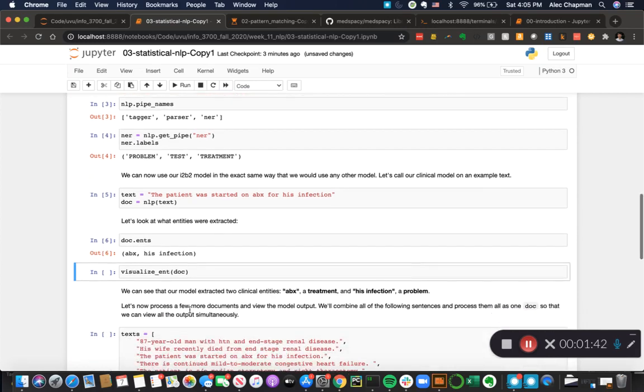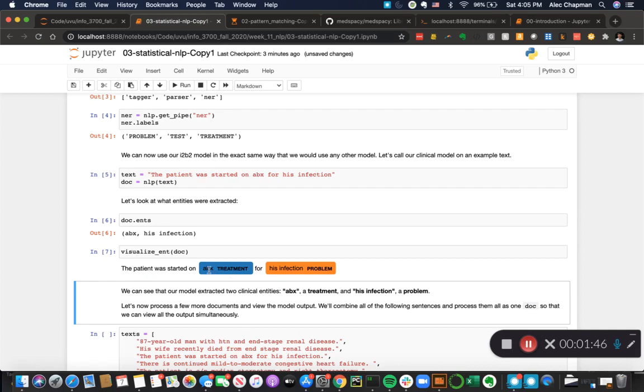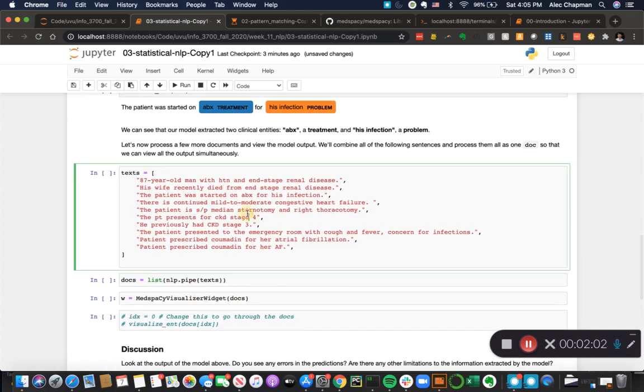So it extracts as entities ABX and his infection. So this is pretty close to what we did in the last notebook with the rules. So ABX is a treatment, and before I had said that infection is a problem, this model also includes the phrase his infection, which is a little different than what I would maybe do, but is more or less what we want. So now let's take all of those texts that we worked with in the last notebook, process them, and look at them.